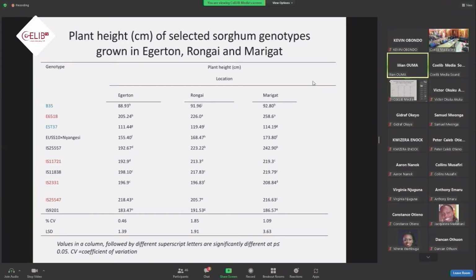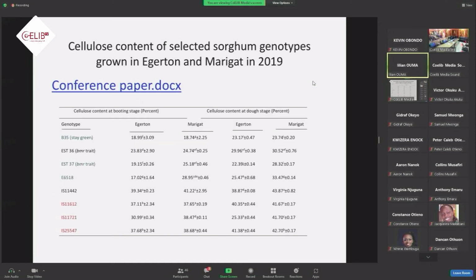The lignocellulose content results indicate variation across environments, and there was also a significant change in lignocellulose content as crops matured. This table shows the cellulose content at booting stage and at dough stage in the year 2019. In 2019, we grew crops in Egerton and Marigat only.